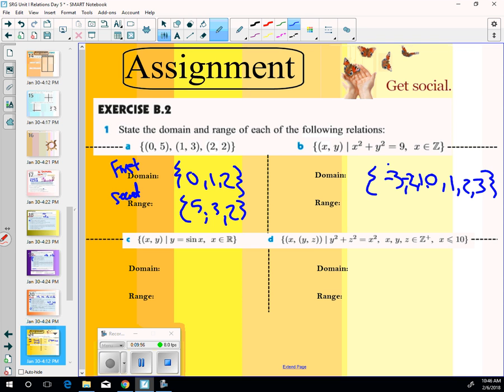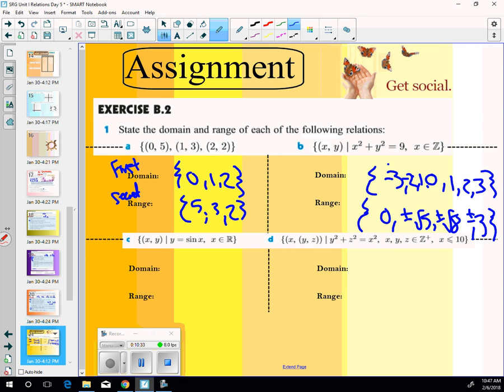What are the values of y that are going to work? I think you'll have 0. You'll have square root of 5. You'll have square root of 8 and 3. Because anything else won't work. Am I missing anything? Yeah, plus or minus 3. Yeah.